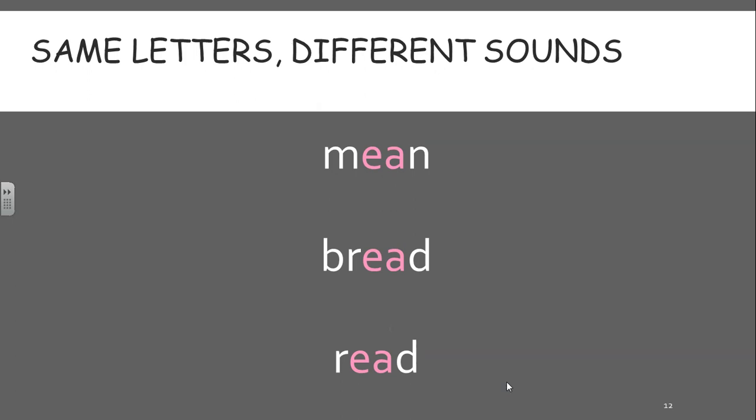Equally, sometimes the same letters can make a different sound. In all of these, the ea makes a different sound. For example, the E sound in mean or the E sound in bread, and both sounds in read or read.